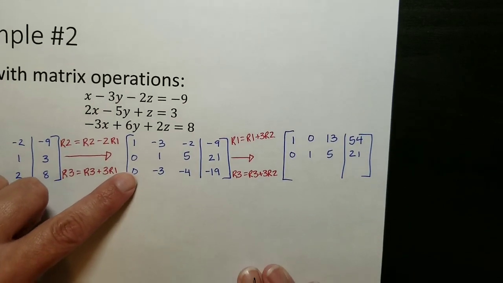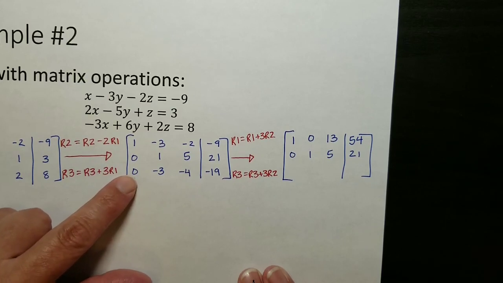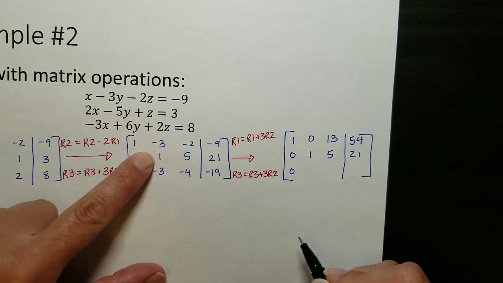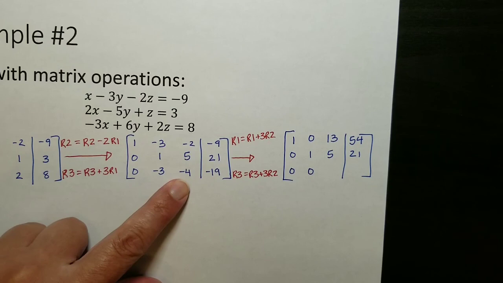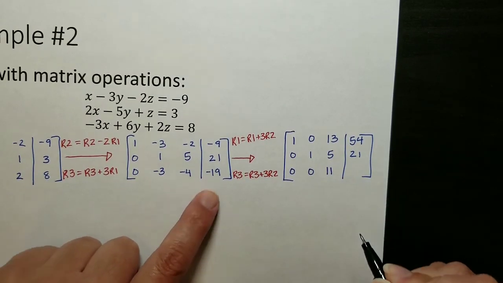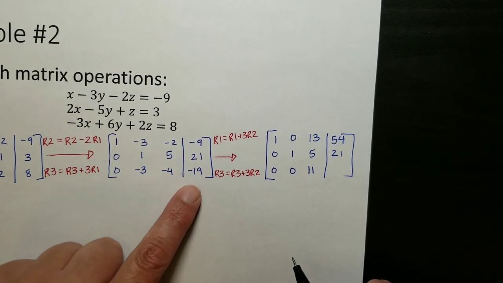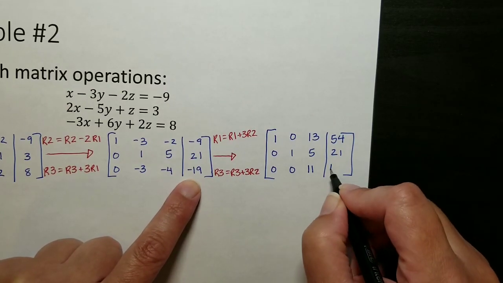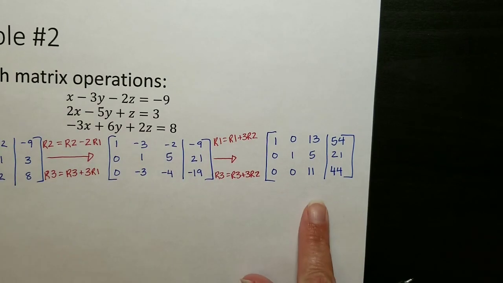And then doing the same, adding 3 row 2s to the third row here. 0 plus 3 times 0 is 0. -3 plus 3 times 1 is 0, which was our whole point here. Negative 4 plus 3 times 5 is 11. And negative 19 plus 3 times 21, that's again 63. And negative 19 would give us 44. So this is my step 4.